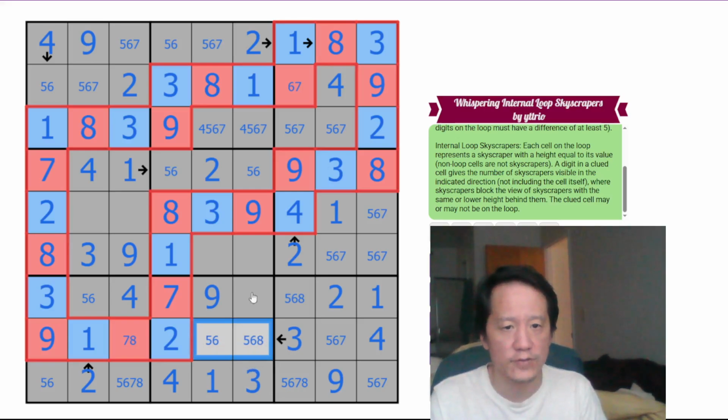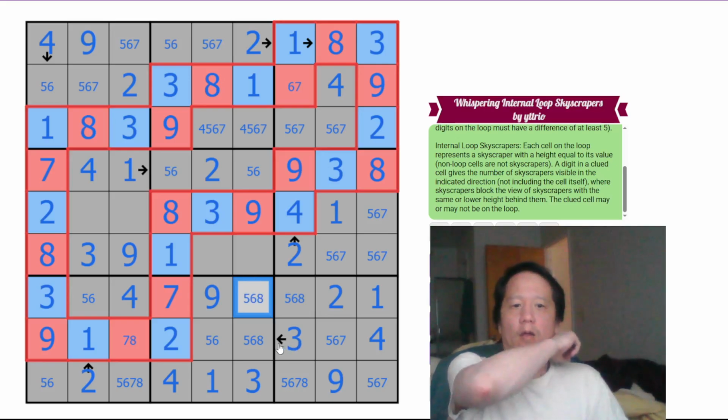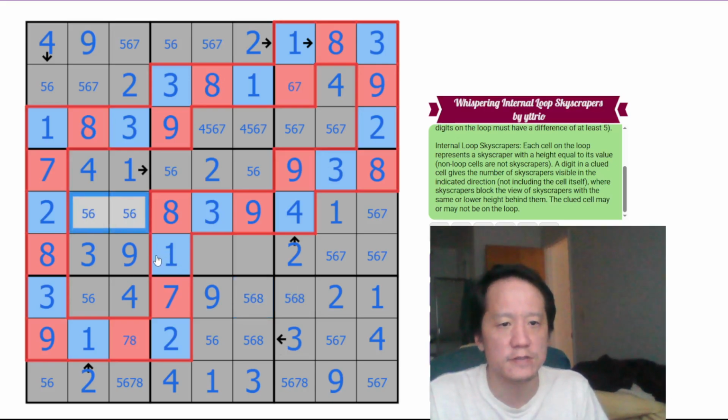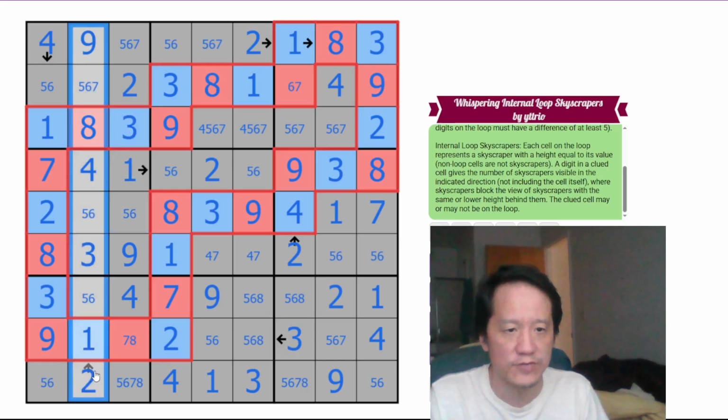These can't be 7. This is 5, 6, or 8 here. These two digits are 5 and 6, which eliminates 5 and 6 in the rest of the row. So this can't be 5 or 6. That makes this 7. These can't be 7, and this can't be 7. This is a 5, 6 pair, which forces this to be a 4, 7 pair. We have a 5, 6, 5, 6 pair in column 2, which eliminates 5 and 6 in the rest of the column. So this can't be 5 or 6.